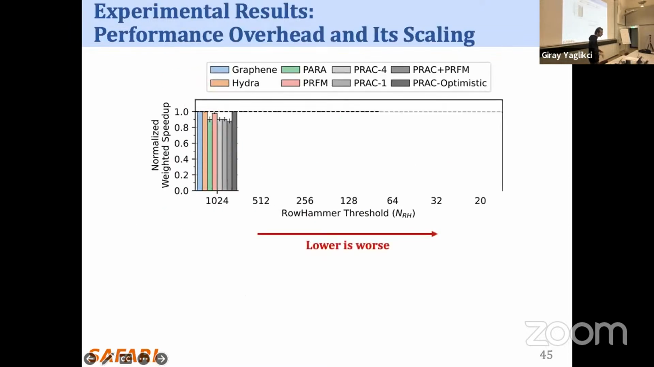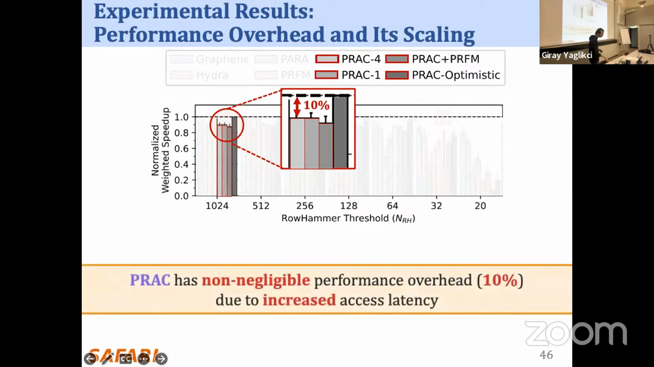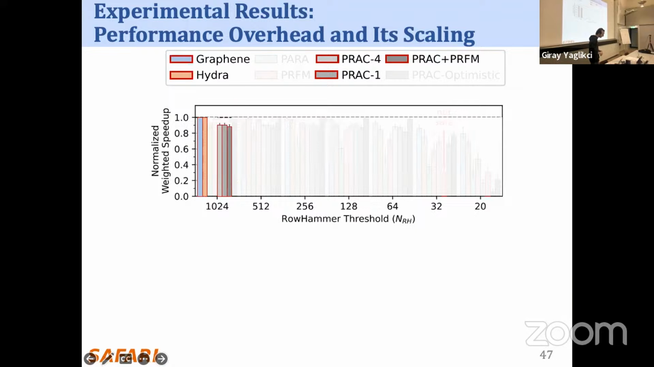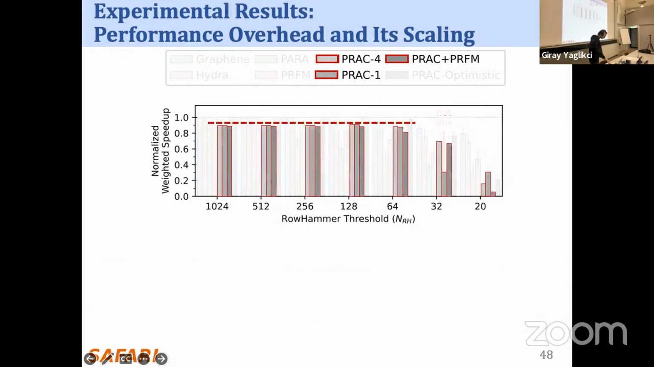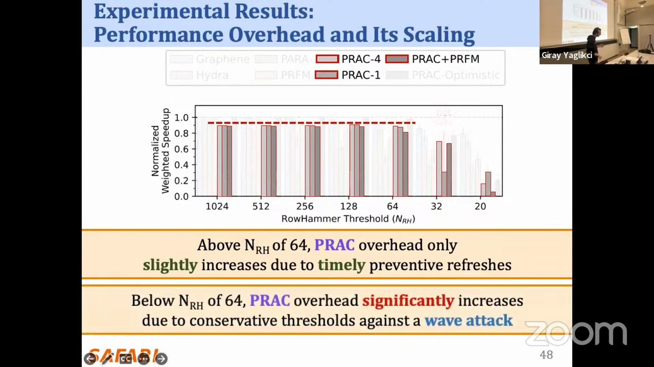On the x-axis, we have the RowHammer threshold, and on the y-axis, we have the normalized performance. We first observe that PREC induces non-negligible performance overheads due to increased access latency, because our hypothetical implementation without these increases in timing parameters does not show such overheads. We also observe that at relatively high RowHammer thresholds, Graphene and Hydra outperform PREC.